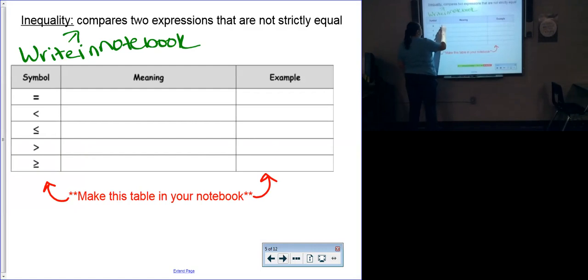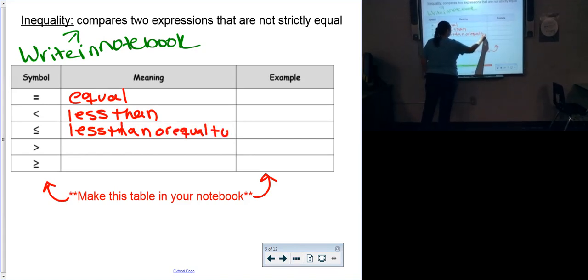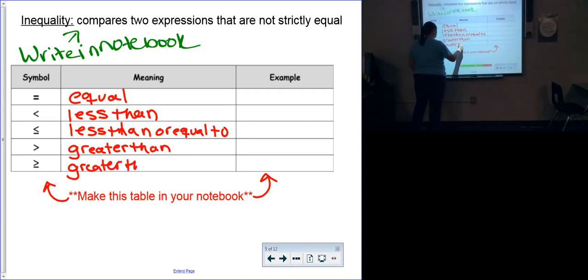This right here is my equal sign. The next one is less than. The one after that, less than or equal to. Next I have greater than, and greater than or equal to.